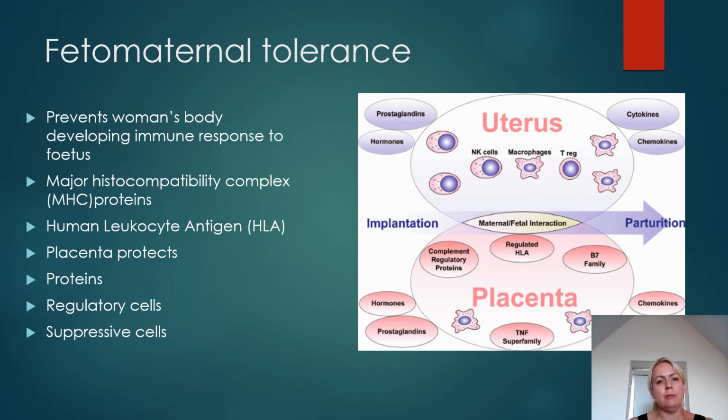Not a lot is known about how the body tolerates the fetus, but it's thought that the placenta helps reduce the exposure to the immune cells of the mother, and the placenta perhaps is coated in proteins to limit the immune recognition, whilst regulatory and suppressive cells may also assist with this.